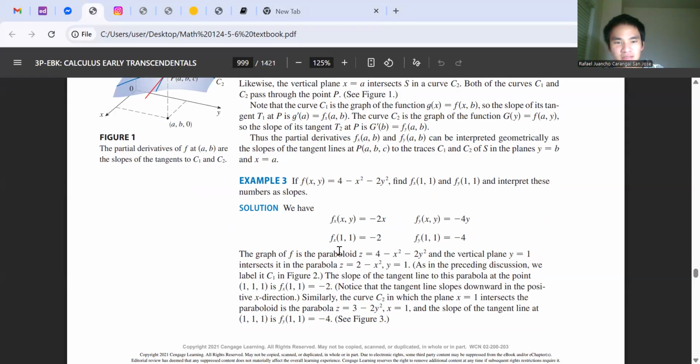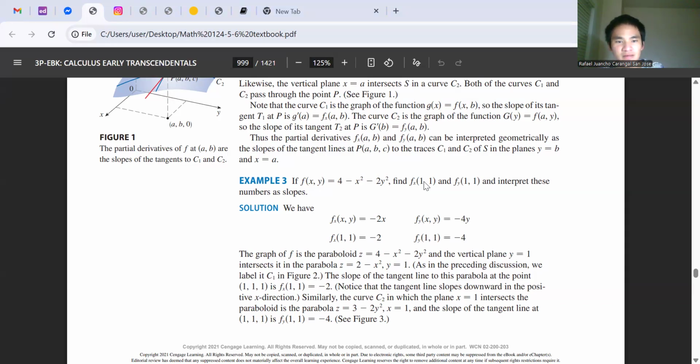So to summarize, that was a good ending by the book, by the way, or the closing of the book. They said that partial derivatives f sub x of a b and f sub y of a b are slopes. So we have two slopes that we're looking for because we have two tangent lines, specifically at our point P. Of the traces C1 and C2 of surface S in the planes y equals b, x equals a. We don't have to write all of that, but that's the idea, right?